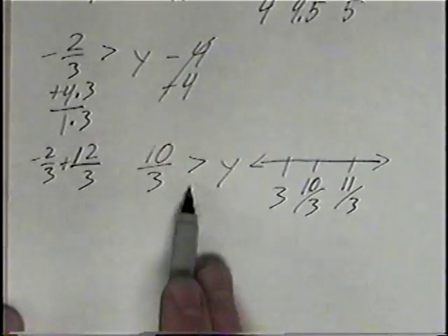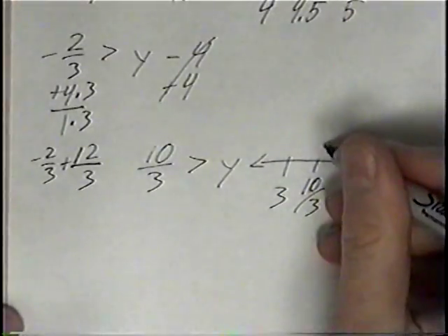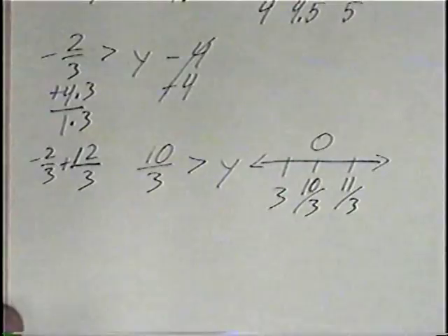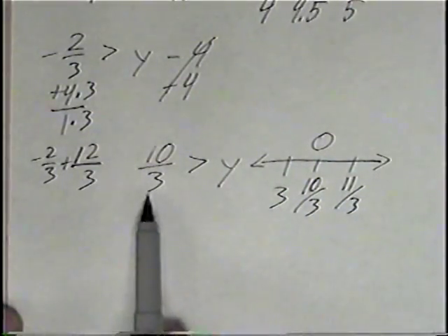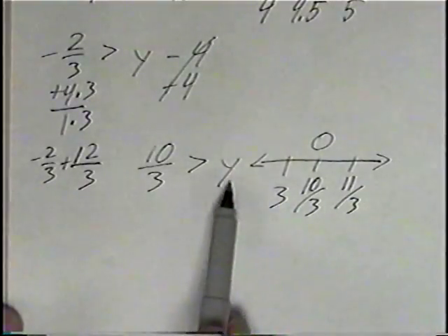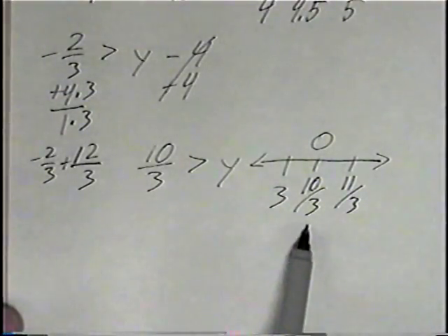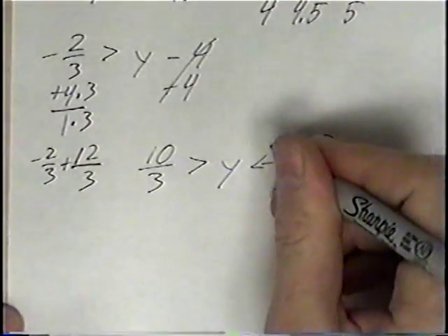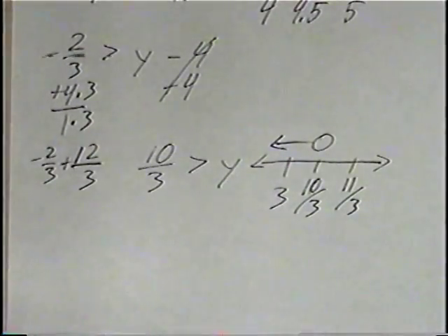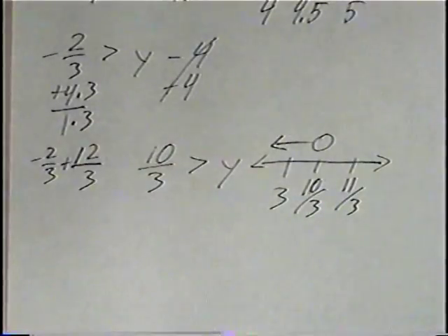Graphing from here, we have an open circle. It's not or equal to. And we have 10 over 3 is greater than y. 10 over 3 is greater than, which means y is smaller. So we want these smaller numbers from 10 over 3. Smaller numbers are always to the left. And that would be the graph to the inequality.